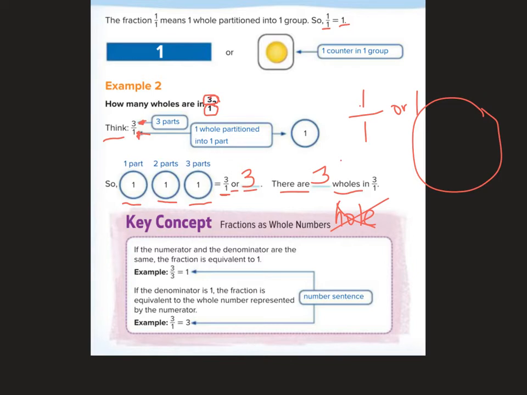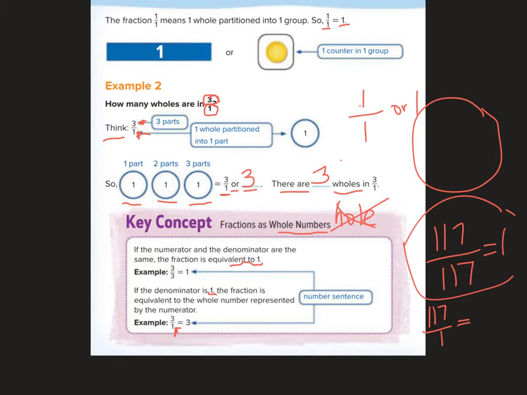So here's our key concept. Fractions as whole numbers. If the numerator and the denominator are the same, the fraction is equivalent to 1. So it could be anything. It could be 117/117, it still equals 1. If they're the same, equals 1. If the denominator is 1, then the fraction is equivalent to the whole number represented by the numerator. So my same example here, let's say I have 117/1, that's equal to 117. Say I have 1,128/1, it equals 1,128. So whenever we have a number over 1, it's equal to just whatever the numerator is in whole numbers.